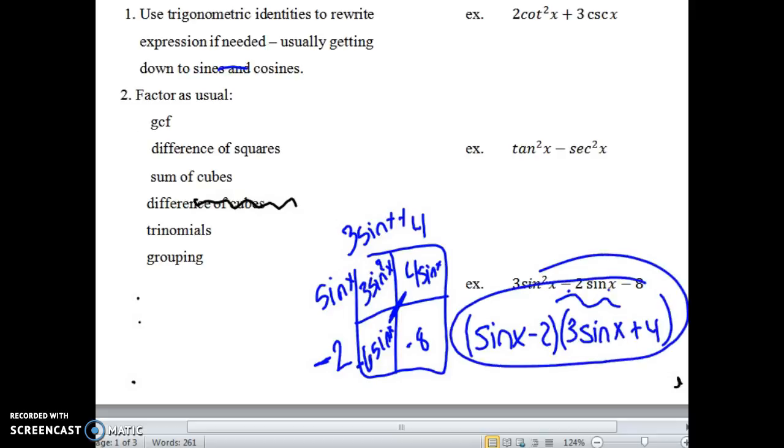And I successfully factored my trigonometric functions. And you have finished your notes.